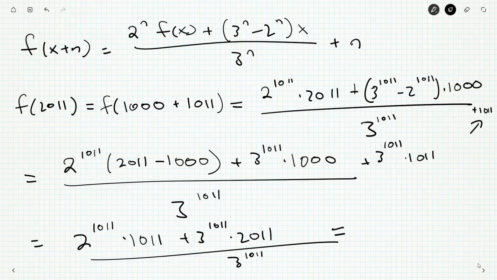So I guess we could simplify it a little bit more and say that it's 2011 plus 2/3 to the 1011 times 1011. Okay. So that is going to be my final answer, because I don't think I can simplify that anymore, because I have no idea what 2/3 to the 1011 is.